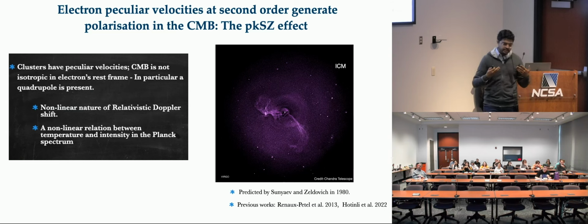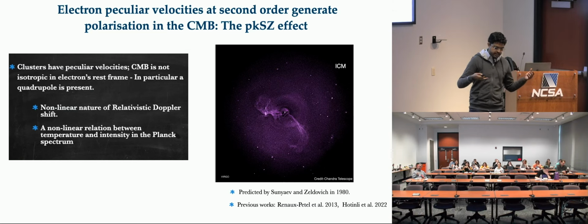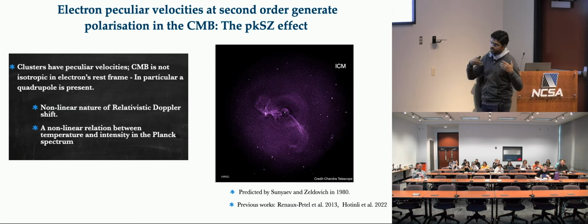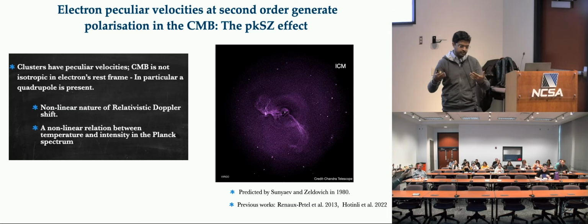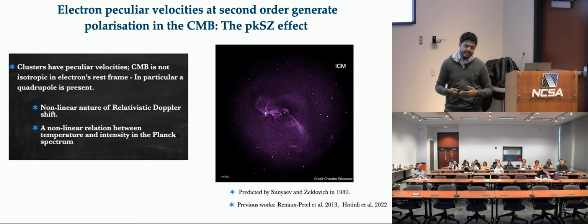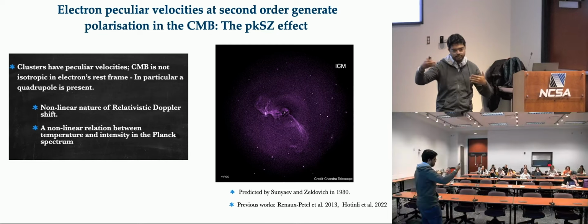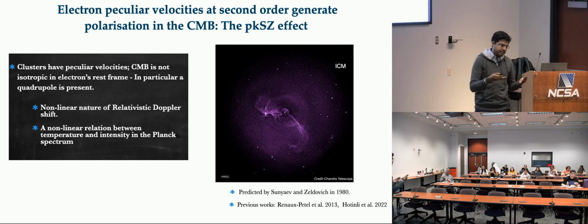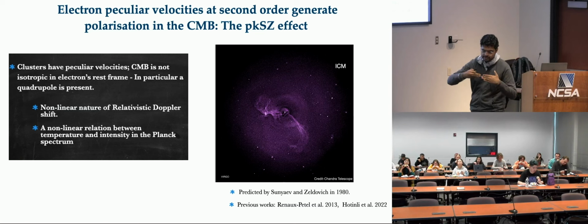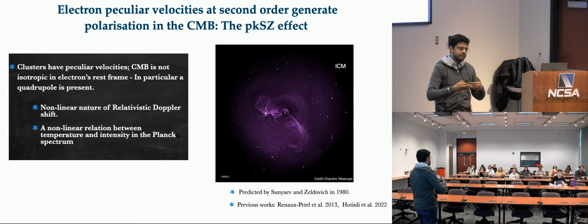Because of their mutual gravitational attraction with the surrounding matter distribution, these galaxy clusters have a peculiar velocity on top of the Hubble flow. Due to this peculiar velocity, the electrons in the intracluster medium also move coherently with the same peculiar velocity. So if you go to the electron rest frame, you will see that the incoming CMB radiation is not isotropic, but has all kinds of multipole anisotropy present in it. This primarily happens for two different reasons. One is the nonlinear nature of the relativistic Doppler shift, when you shift from the frame in which the CMB is isotropic to the frame of the electrons.